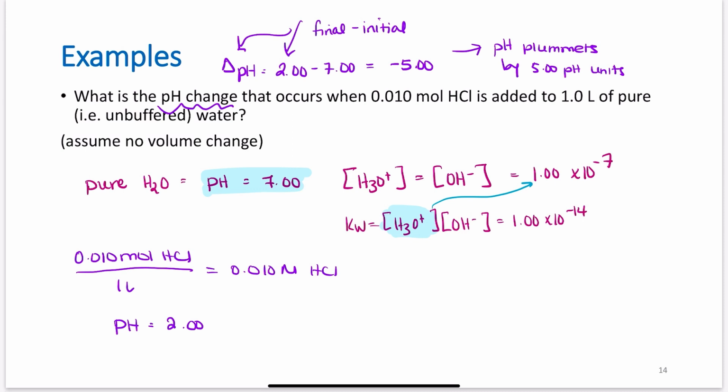We see a large decrease in pH. That's the most important part of this whole example, that our pH is 2.00, very, very low.